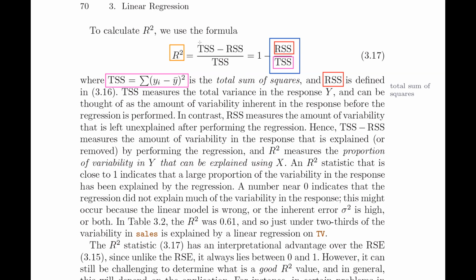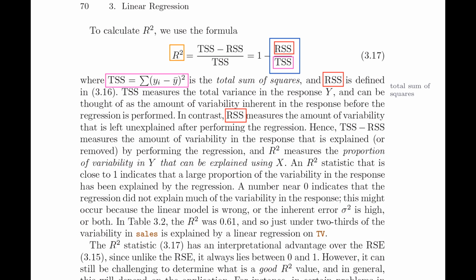RSS, I'm reading over here. RSS measures the amount of variability. I really like this: the amount of variability that is left unexplained after performing the regression. Hence, TSS minus RSS measures the amount of variability in the response that is explained or removed by performing the regression, and R squared measures the proportion of variability in Y that can be explained using X.